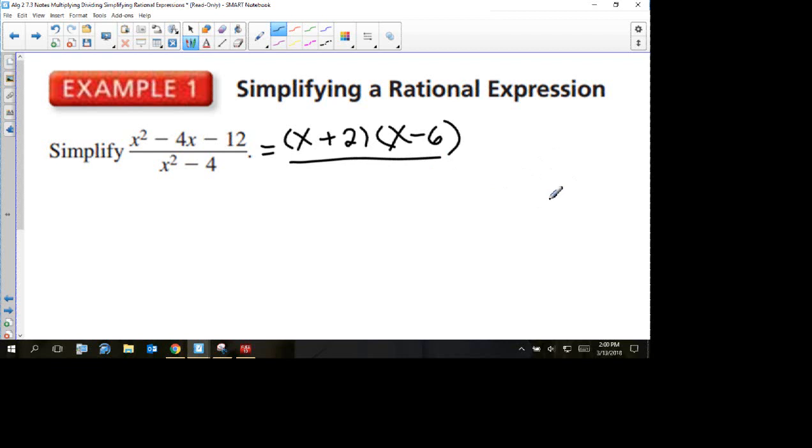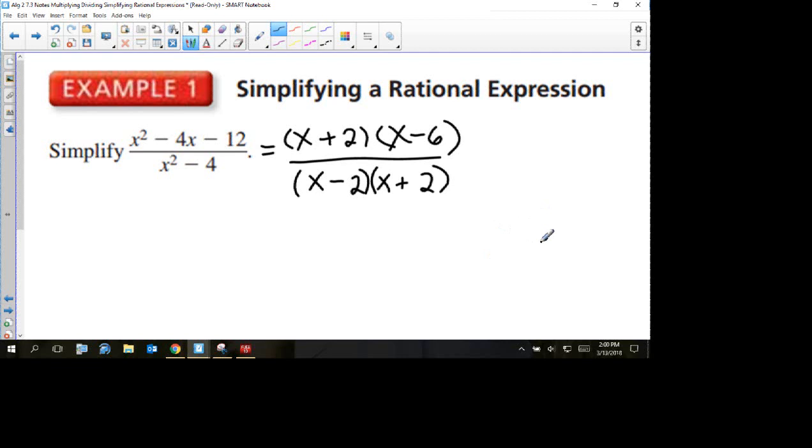Okay, in the denominator. Emma, remember the denominator. Perfect.